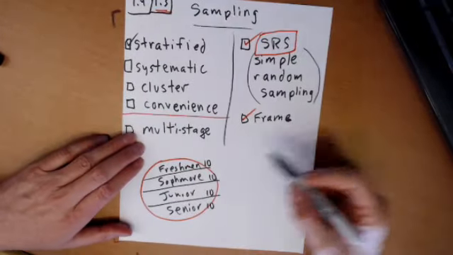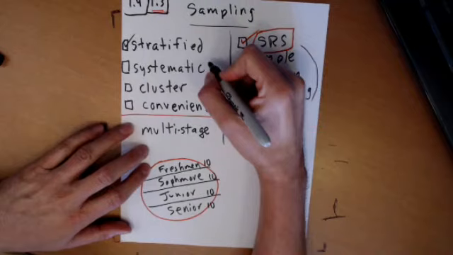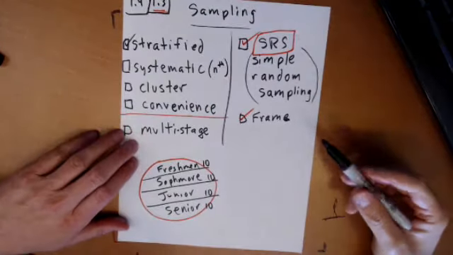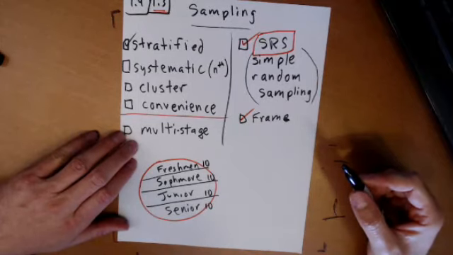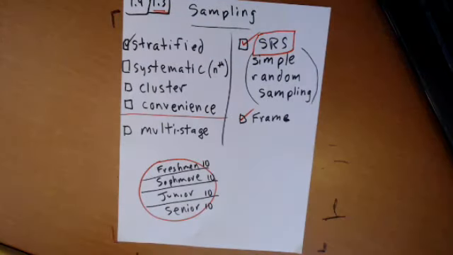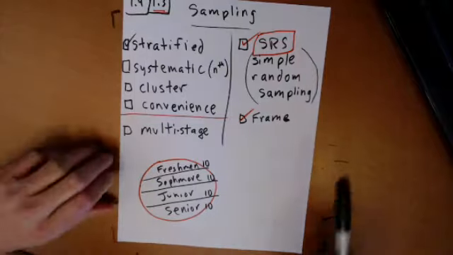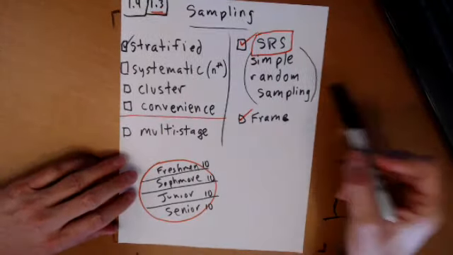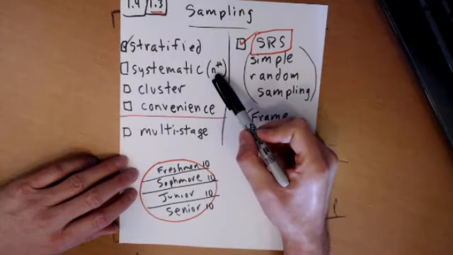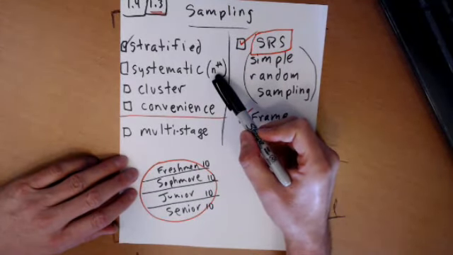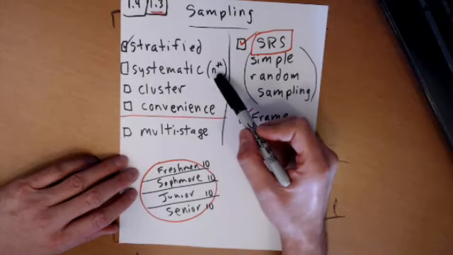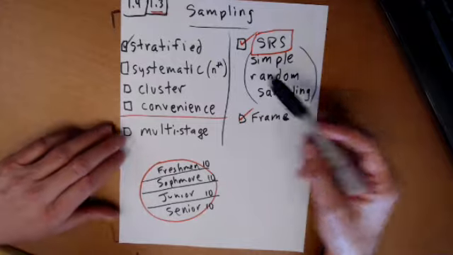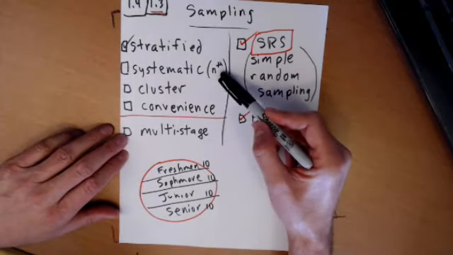Systematic is usually every nth. So let's say I work at a Coca-Cola factory and I want to make sure that the cans are being filled correctly. As I watch Coke cans go down the assembly line, what if I pick off every 100th can and just weigh it to make sure it's 12 ounces? Or maybe every 20th can or every 1000th can, every nth. So systematic is you're just doing every nth.